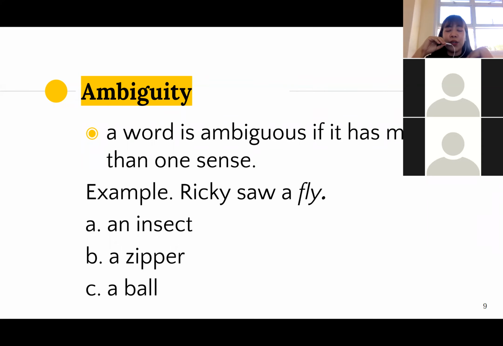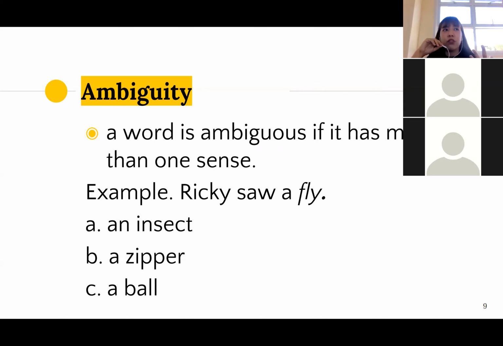So the word fly is an example of a word that is ambiguous, or has a double meaning. It has more than one meaning. Perhaps the other meanings are just not as familiar to us. So we will dissect it one by one. Ricky saw a fly. A fly, letter A, an insect, or what we call langaw in our language. So that's one meaning already. Another is fly pertaining to a zipper. This is more slang, as in "your fly is open," meaning your zipper is open. So the second meaning of fly is zipper.